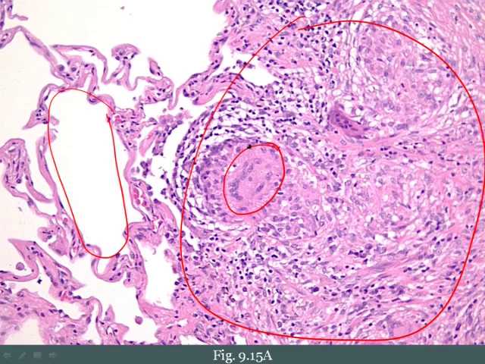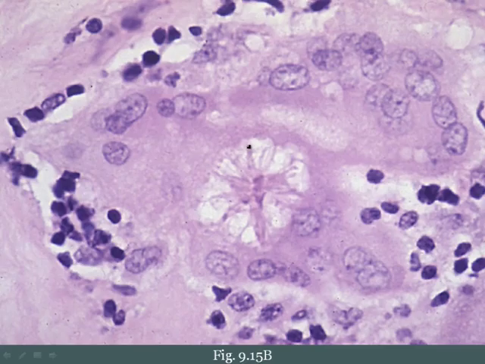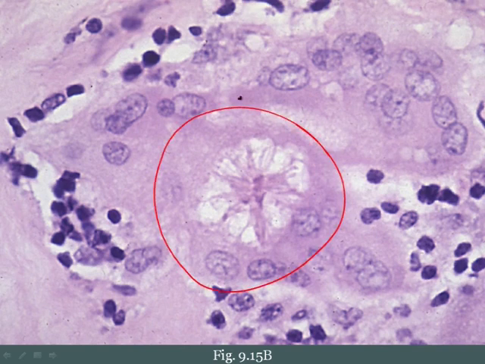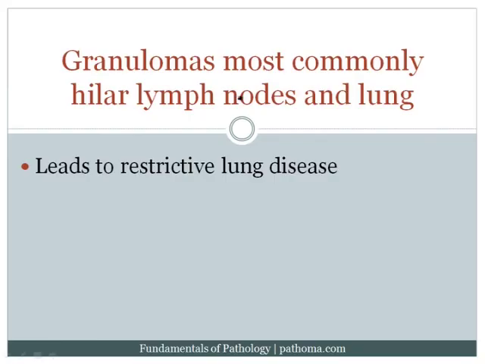There is no necrosis. One of the characteristic findings that can be seen in the granulomas of sarcoidosis is something called an asteroid body, and this is what we mean by an asteroid body. It's just a funny configuration of some of the giant cells, and it's one of the characteristic findings in sarcoidosis as well. The granulomas, as I've said, most commonly involve the hilar lymph node in the lung.